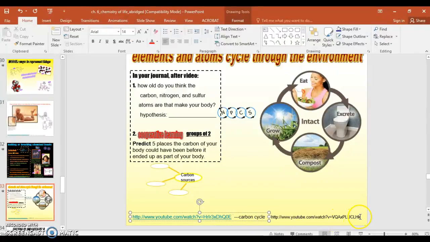These links right here, the first one deals with the carbon cycle. The second one covers, I believe, one of these other elements and how it cycles through the environment. I would encourage you to check it out.